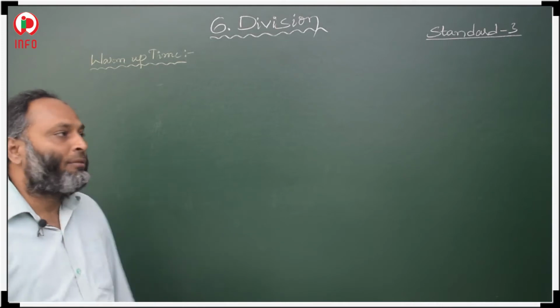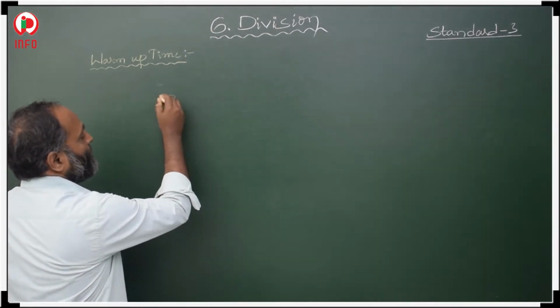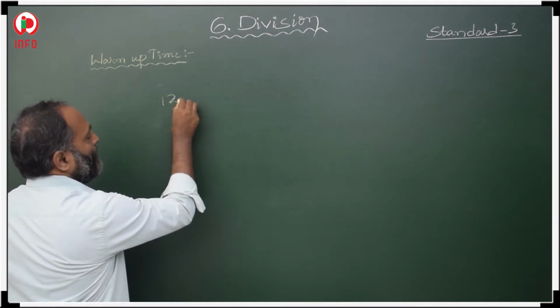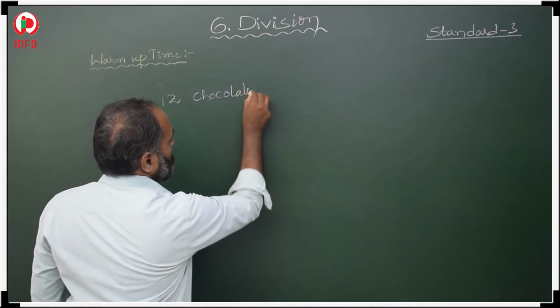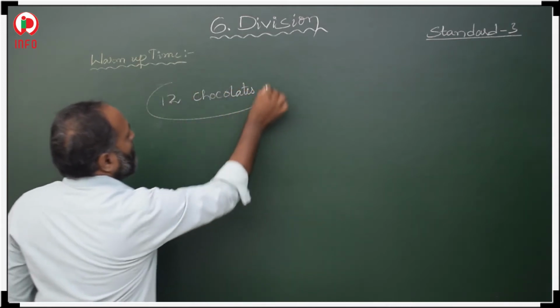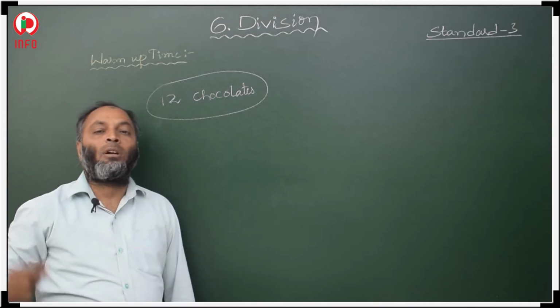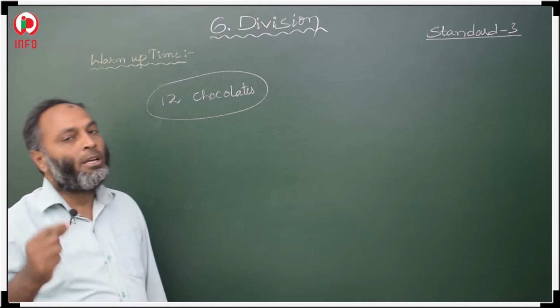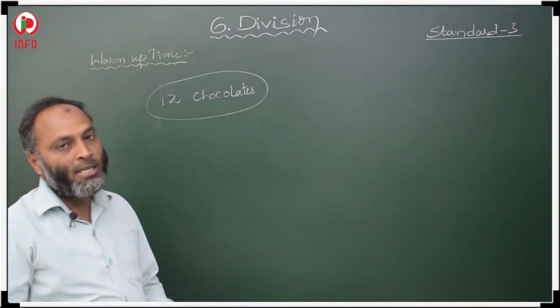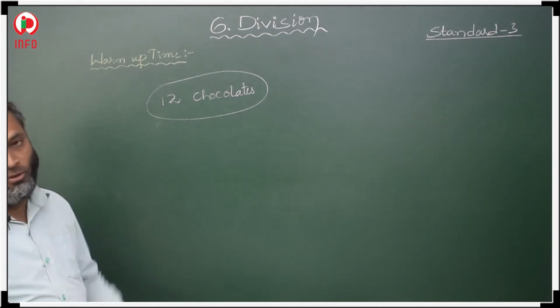Then how many friends does she have? We don't know. First, 12 chocolates. How many chocolates does she have? 12 chocolates. She wants to give, to distribute, the 12 chocolates to her friends. She is asking her mother how to distribute if she has 12 chocolates.